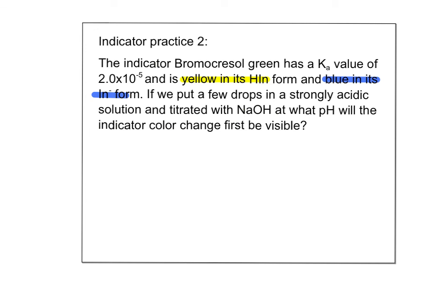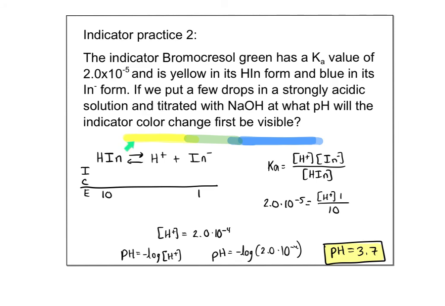All right, we have bromocresol green. It gives us the Ka value of the indicator. It's yellow in its HIn form and blue in the In minus form. If we put a few drops in a strongly acidic solution, so I'm starting down here in an acid, and I'm titrating with the base, at what pH will the indicator first change color? In this problem, we are going from yellow to a lightish green to a blue, so we're going to try to get this green color, because if the blue shows up, that's going to turn the yellow green.